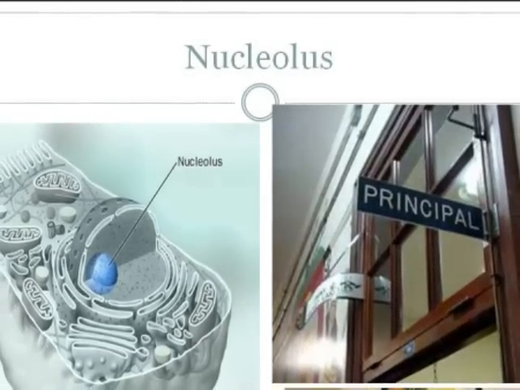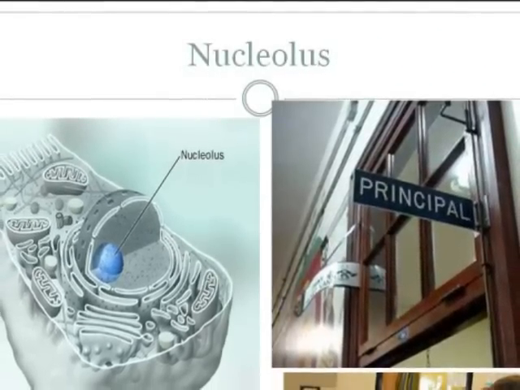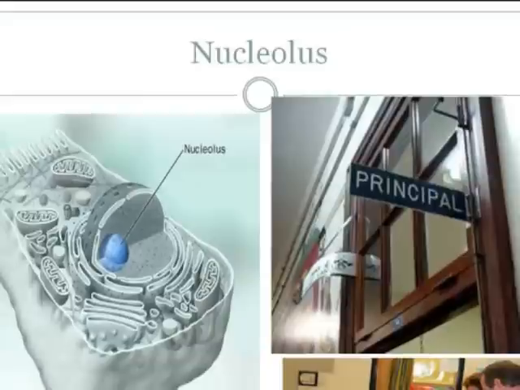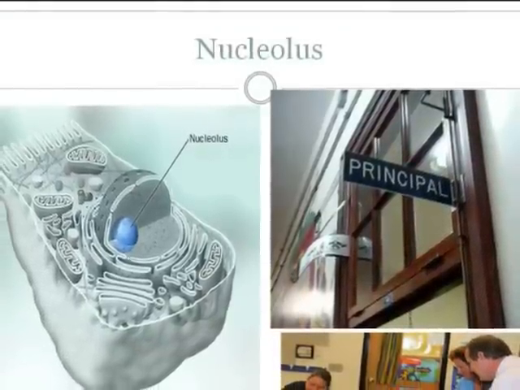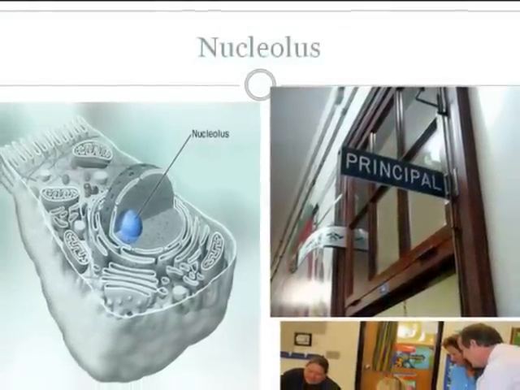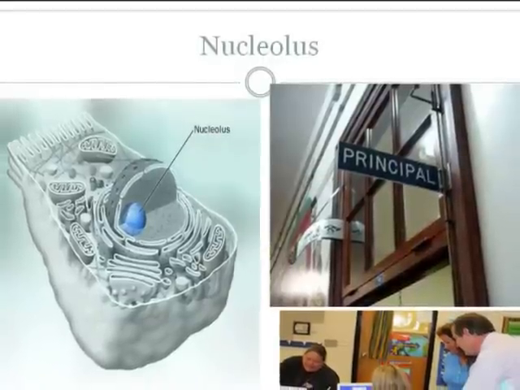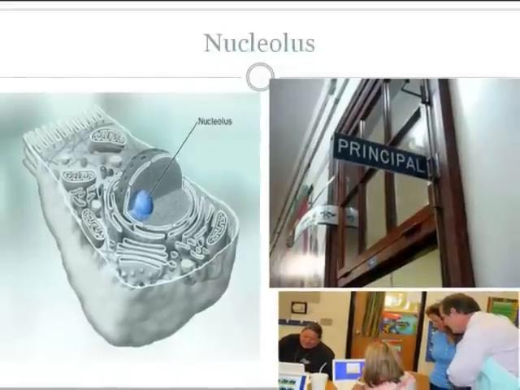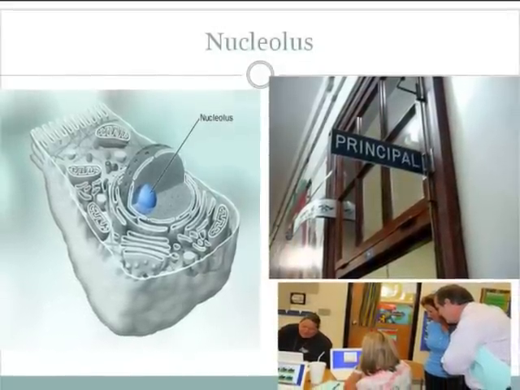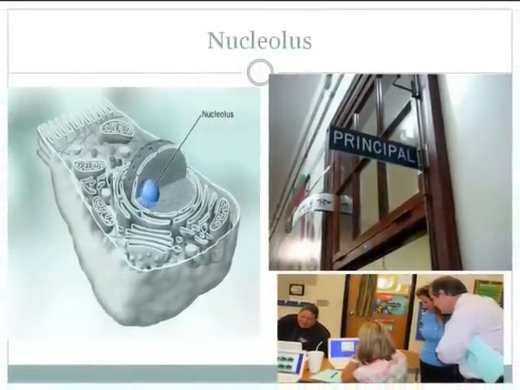Also inside the nucleus is the nucleolus. The nucleolus makes ribosomes. We can compare the nucleolus to the principal's office. The principal's office is at the center of the main office. The principal is responsible for training teachers and for making sure that the school is running smoothly.